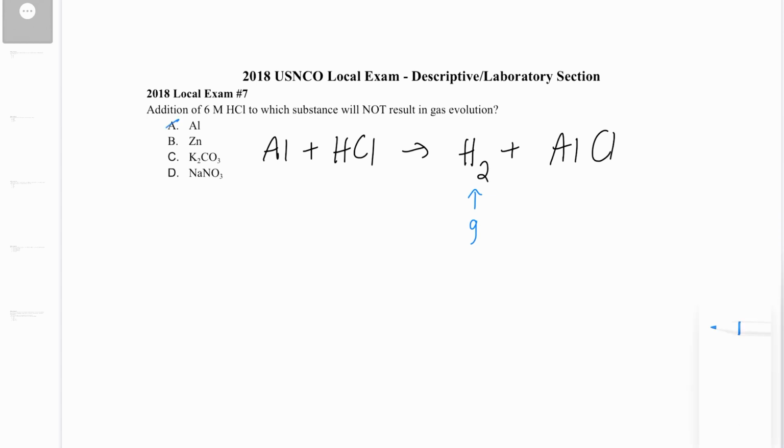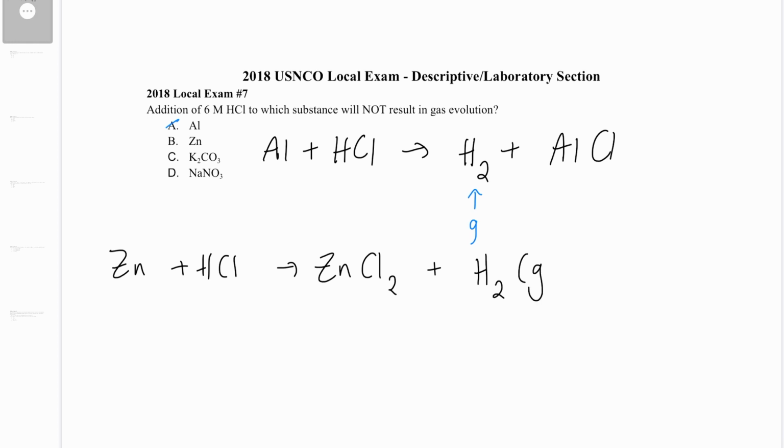B, we have zinc. So zinc with hydrochloric acid. So the zinc gets paired up with the chloride, and zinc usually has a charge of 2+, so we're going to have zinc chloride with hydrogen, and again hydrogen needs to be in its diatomic form, so this is going to be a gas. Can't be B.